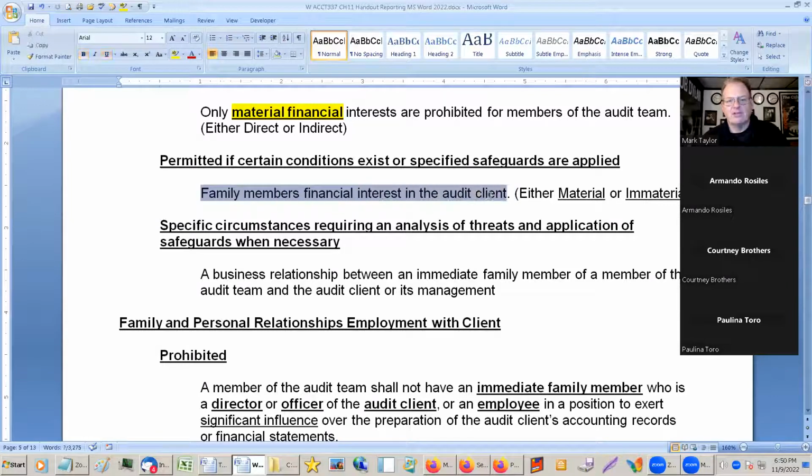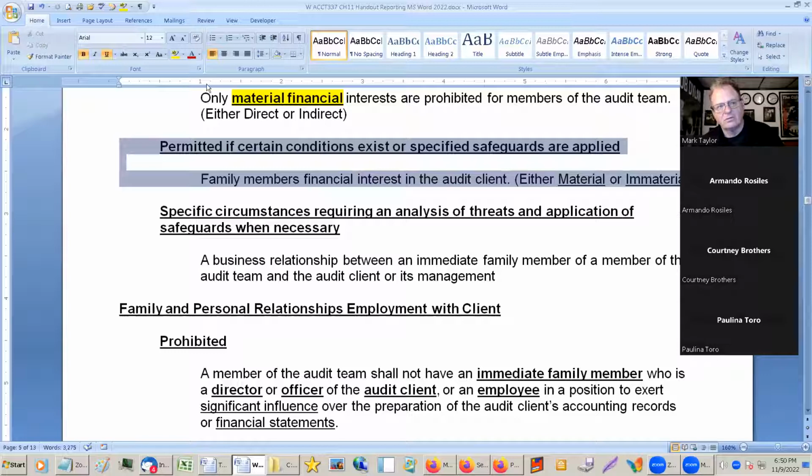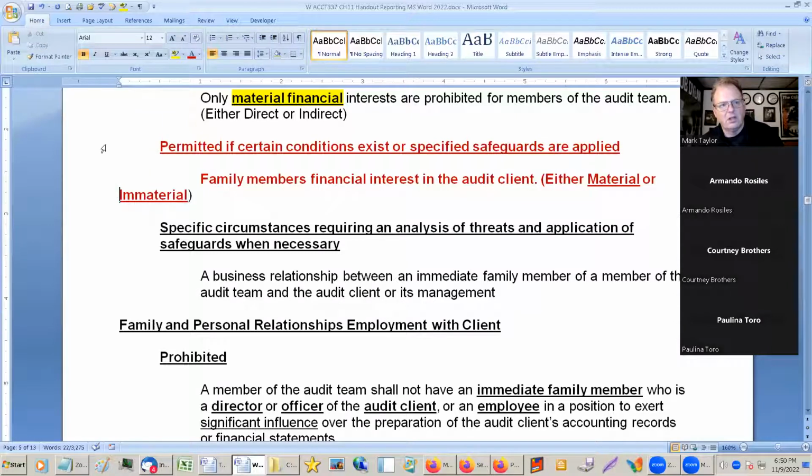Family members' financial interest in the client, either material or immaterial. So it's possible that your spouse or your child could have a material direct financial interest in the client, and you still do the audit. This is way different than the US one. The US one's a big no-no. This one is that if there are safeguards put in, we'll talk about those in a minute, it's possible you can do it.